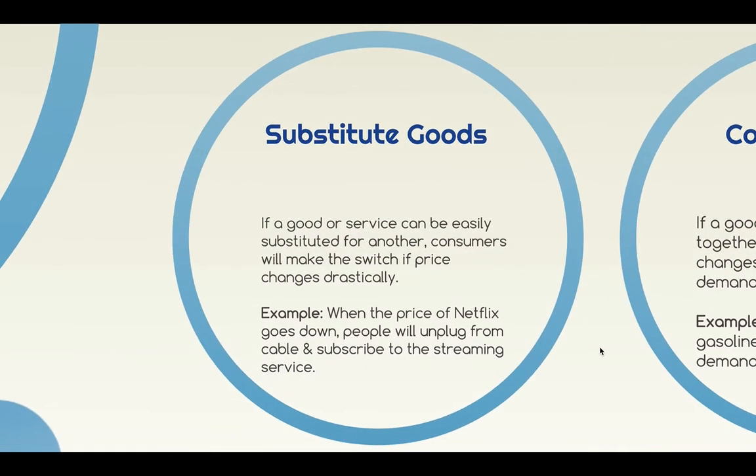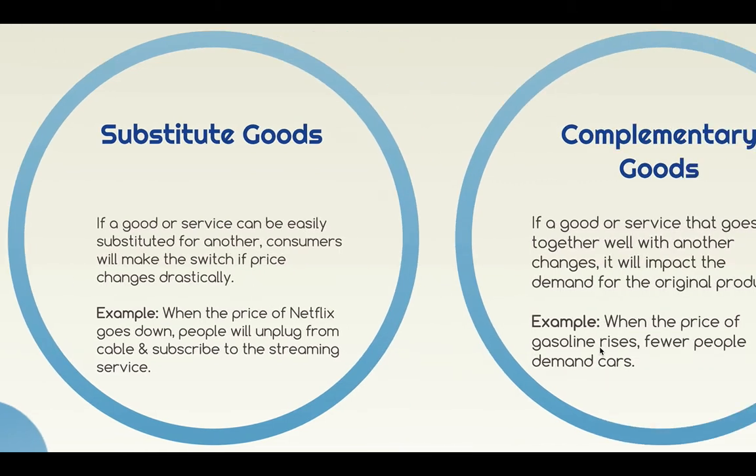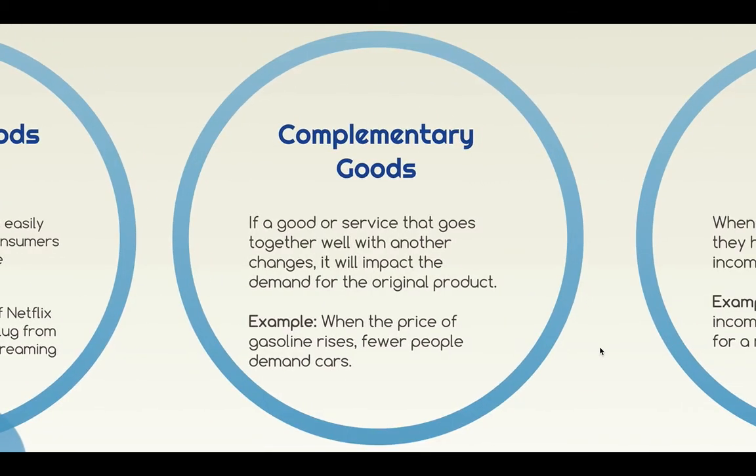And the substitute goods can be easily substituted. So when the price of Netflix goes down, it inspires people to unplug from their cable and subscribe to Netflix. Complementary goods, things that go well together. So for example, when the price of gasoline rises, fewer people want cars, they choose to walk, take transit, carpool, things of that nature.